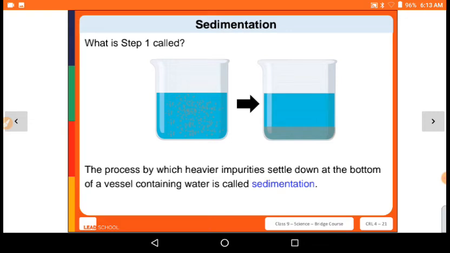When there is a solid liquid mixture, the heavy component settles down in the vessel, and that is called sedimentation, which is step 1 in our case.